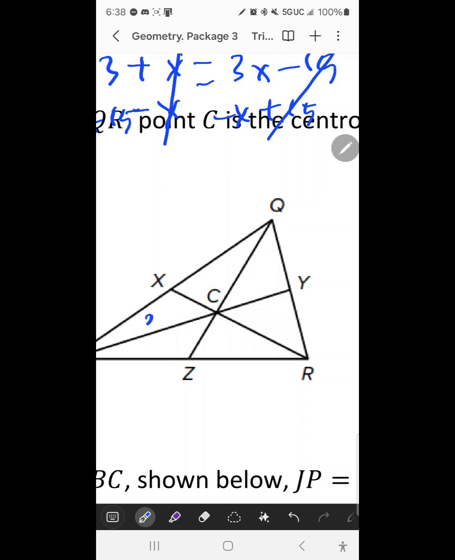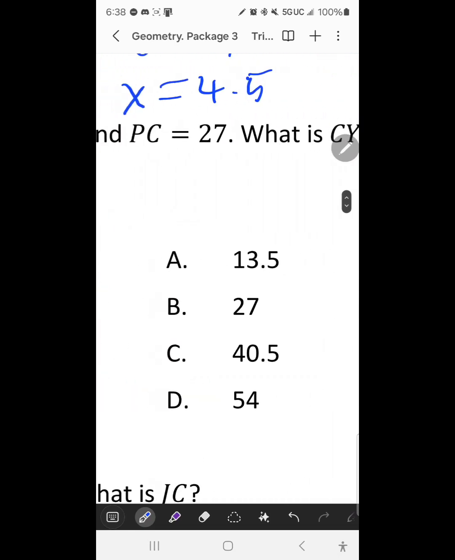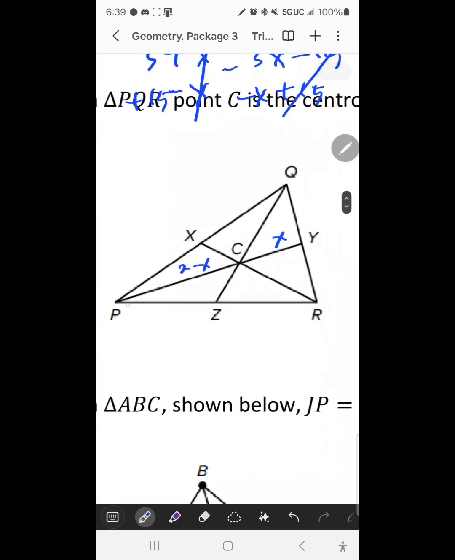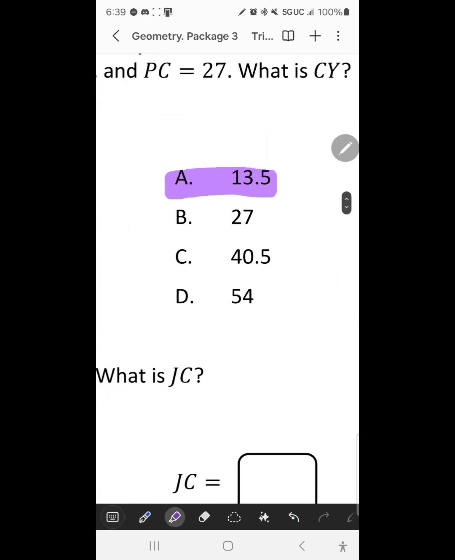So this is going to be 2x, and this is going to be x. If 2x, which is PC, equals 27, then x will be equal to 27 divided by 2, which is 13.5. And that's it. That's the answer. That's the property of the centroid.